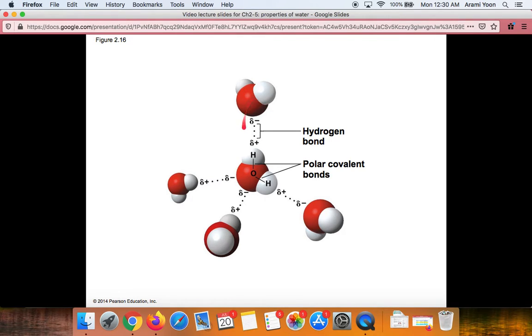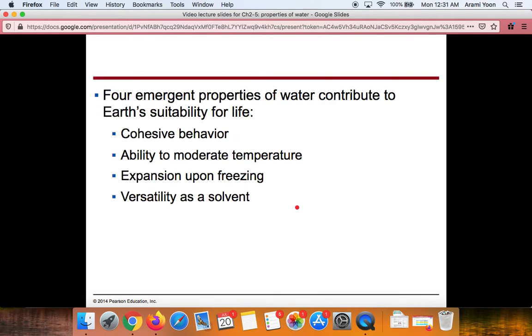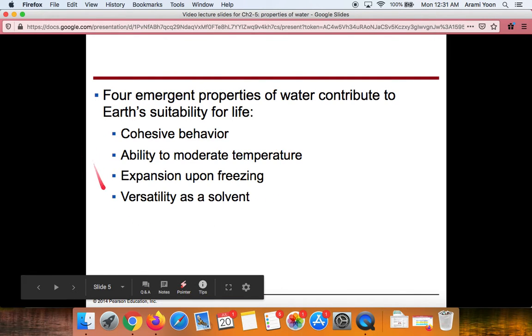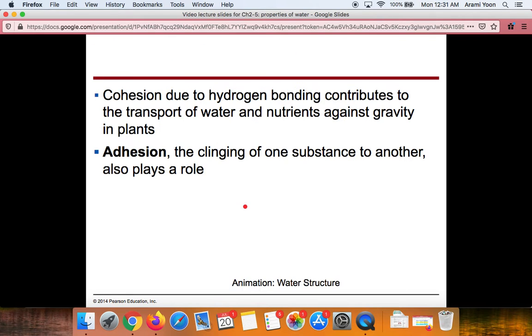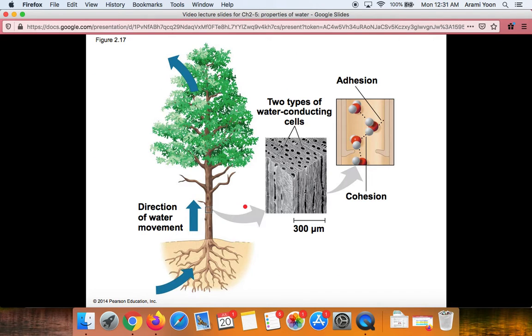So we have multiple hydrogen bonds present among these four water molecules. Each of them is weak on their own, but because water has the capacity to form so many hydrogen bonds, together they're actually really strong and they allow water to do some amazing things. In fact, because of water's ability to hydrogen bond, it can do all of these things, and we'll go through them one by one. The first is cohesion and adhesion.